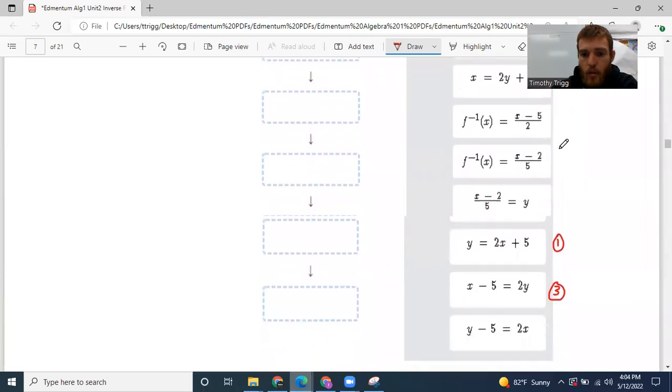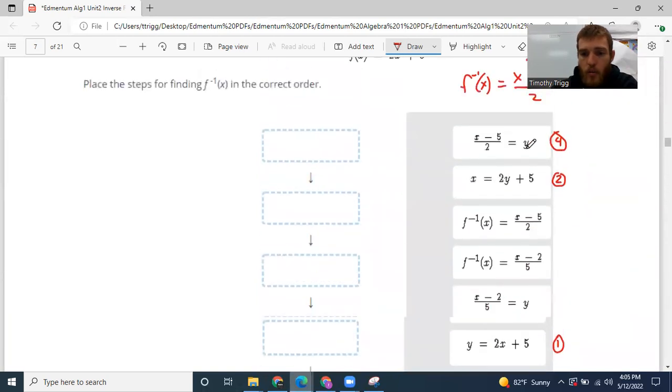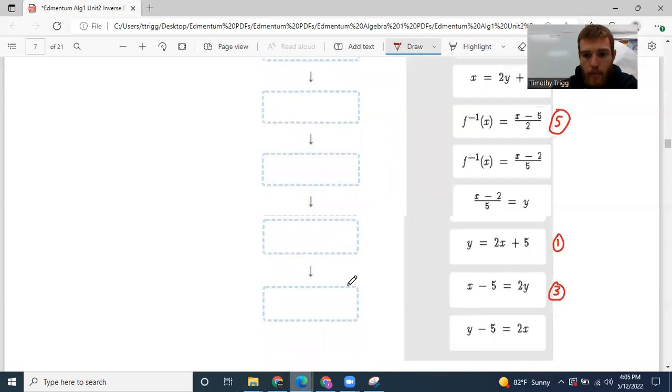Lastly, we replace y with f inverse of x. And they moved the y to the left side. Let's make sure all those are all the steps. 1, 2, 3, 4, 5. Great.